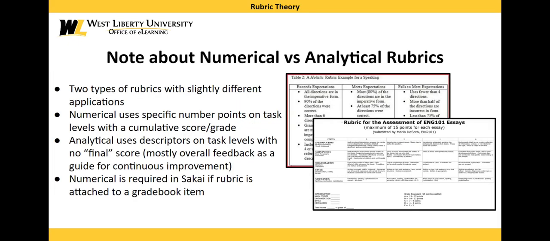There are technically different types of rubrics that have different applications. A numerical rubric uses specific number points for tasks, just like the examples shown so far. These become a cumulative total that is converted into a traditional grading scale. Therefore, numerical rubrics are required in a learning management system like Sakai if an assignment with a rubric is attached to a gradebook item. The other rubric type is analytical and is generally used for overall feedback and improvement, where a numerical score is unnecessary.